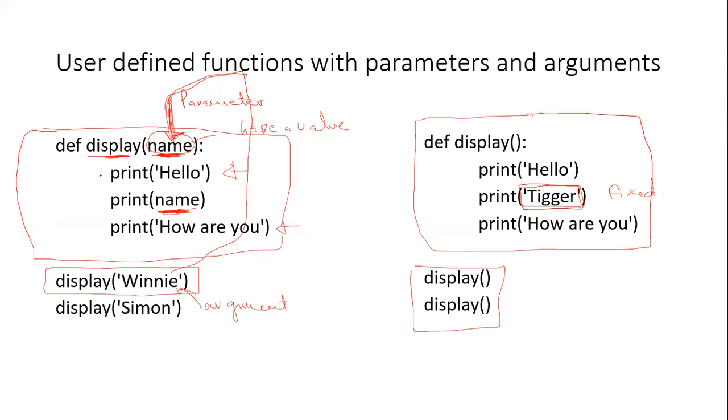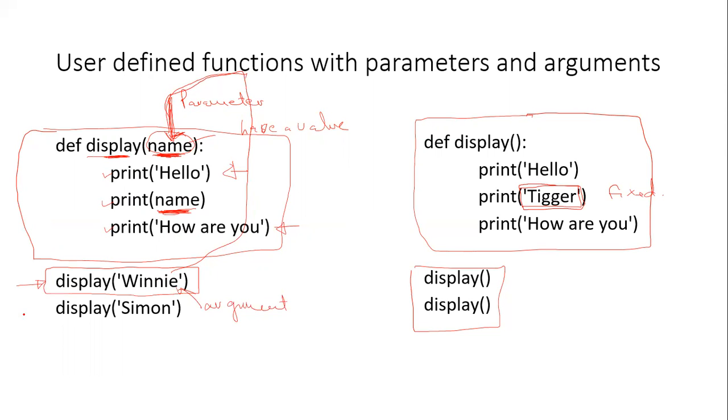So when I execute the statements, it's going to say hello. When I say print name, this Winnie is stored in name, so it's actually going to print Winnie at that stage. And then it's going to print, how are you? So when I call this function and the argument value is Winnie in this case, then Winnie gets displayed.